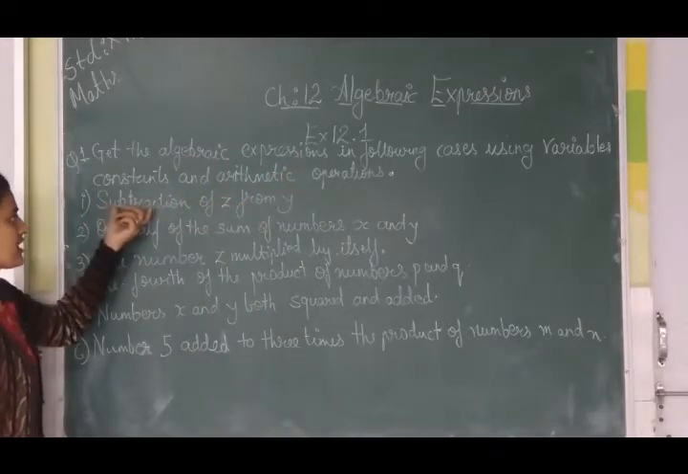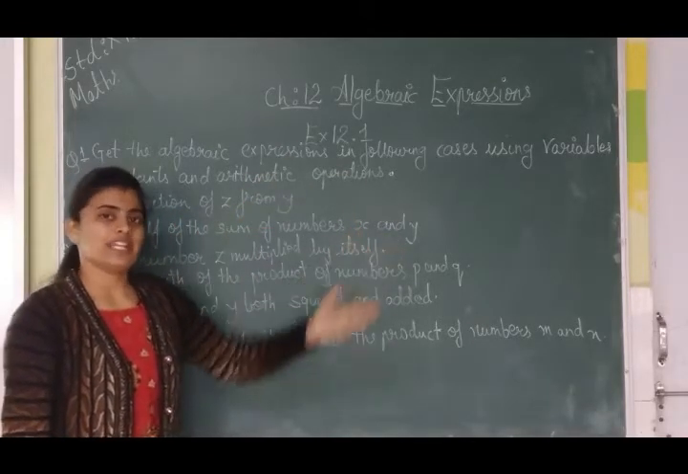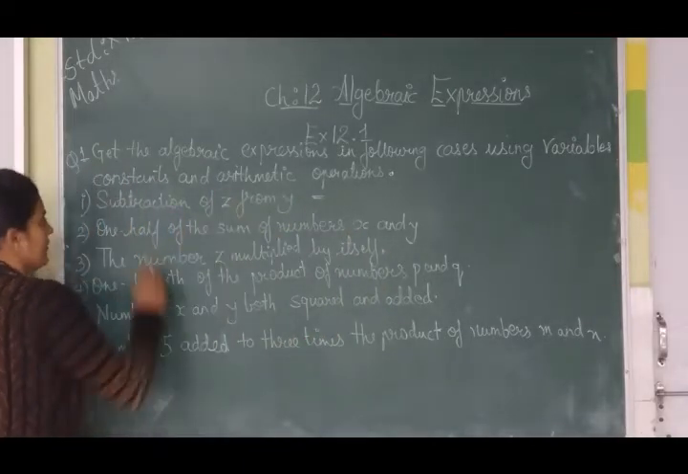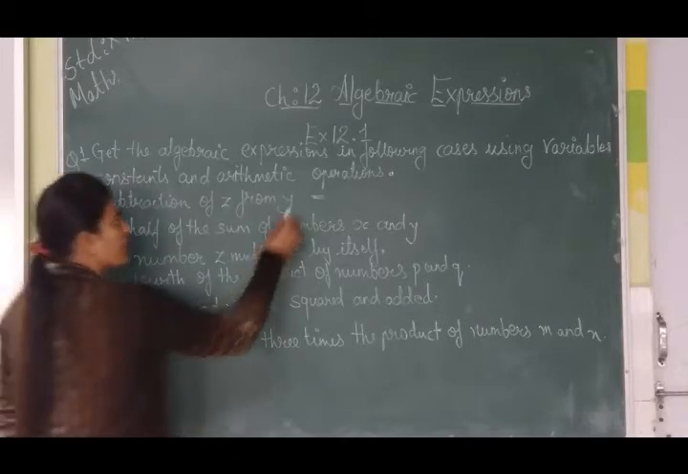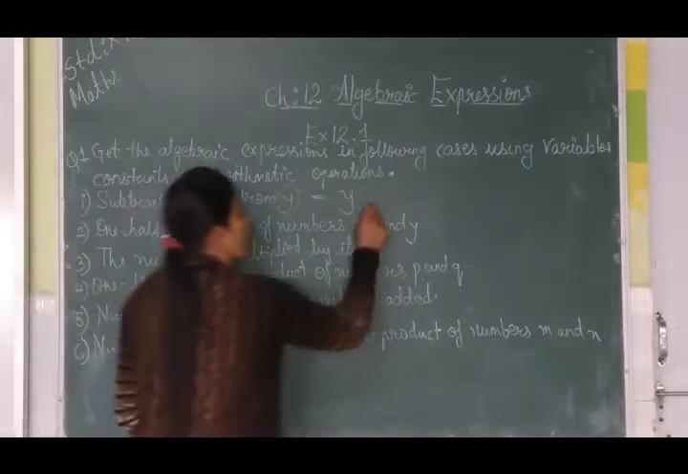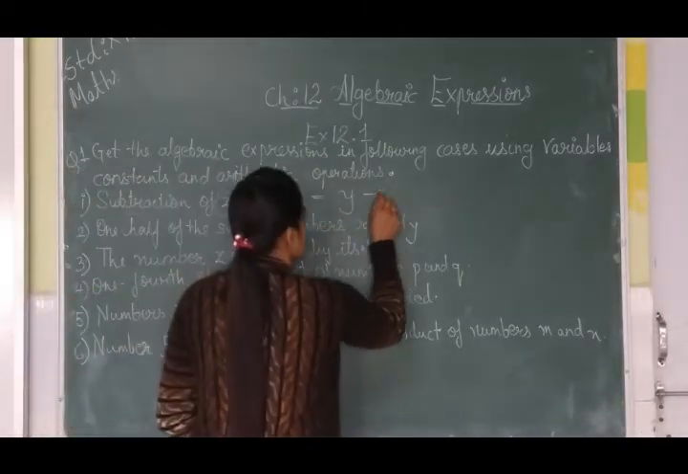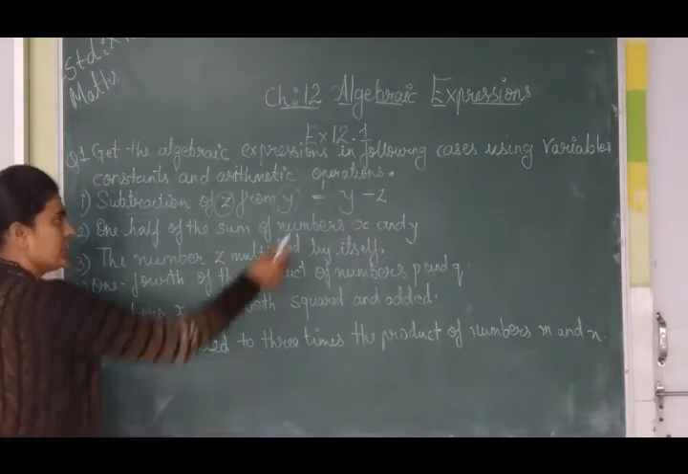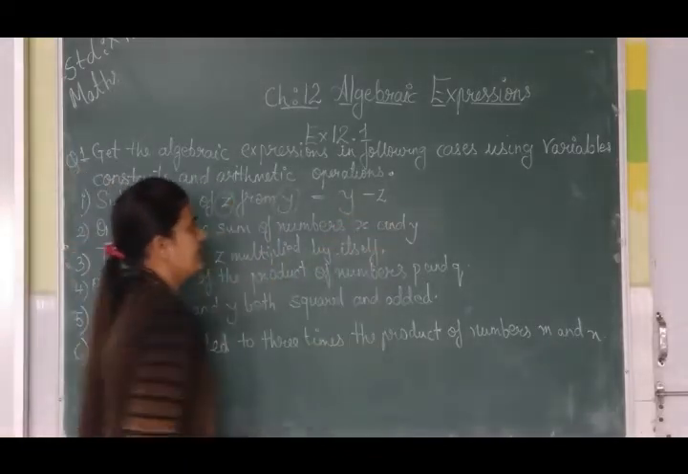Here you can see first: subtraction of z from y. We have to find out the algebraic expression. So how to write down the algebraic expression of this statement? Subtraction of z from y. From what we have to subtract? From y we have to subtract. So write down y first. What we have to do? Subtraction, so minus sign. What we have to subtract? z we have to subtract. So y minus z is the algebraic expression for this statement, subtraction of z from y. So y minus z.